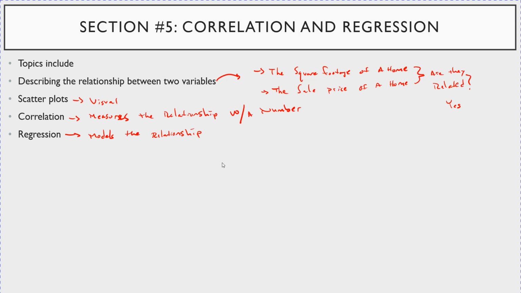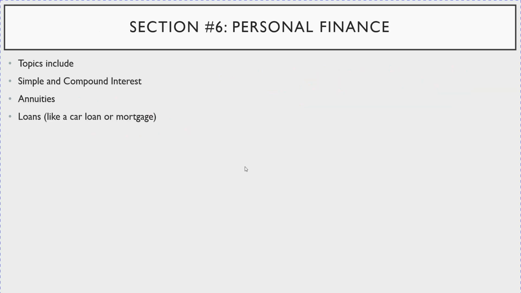And then the last section we're going to talk about is personal finance. And money is a part of our society, for better or worse, right? And so we're going to talk about things like simple and compound interest, basically if you borrow money, how much you have to pay in interest, or if you leave your money in a bank, how much you'll get in interest.